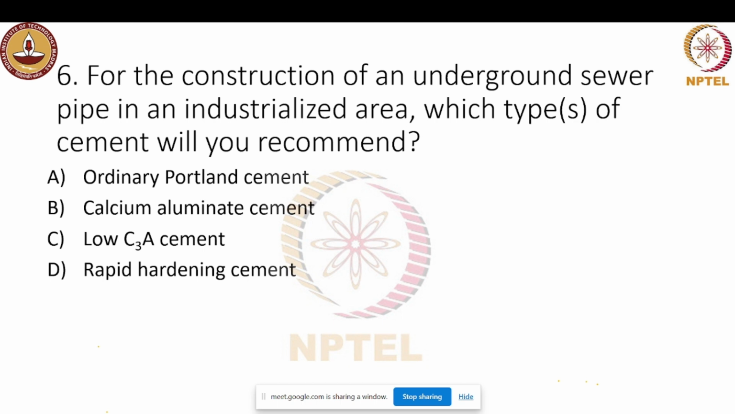Okay, then we'll go to the answers. B and C: calcium aluminate cement and low C3A cement. You know about calcium aluminate cement. Have you read about it? Anybody know about it?